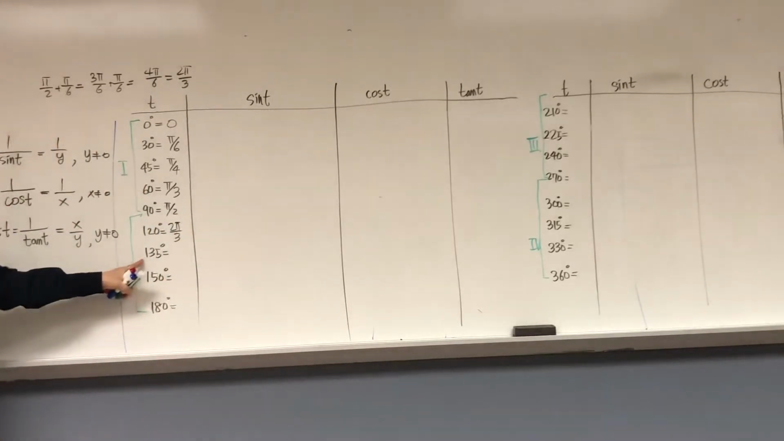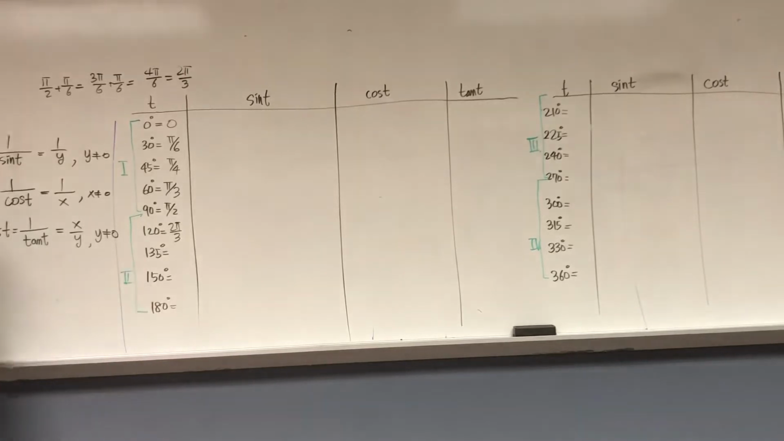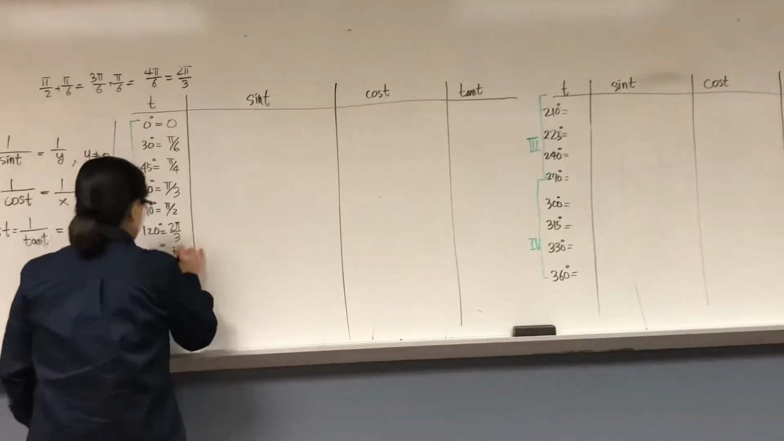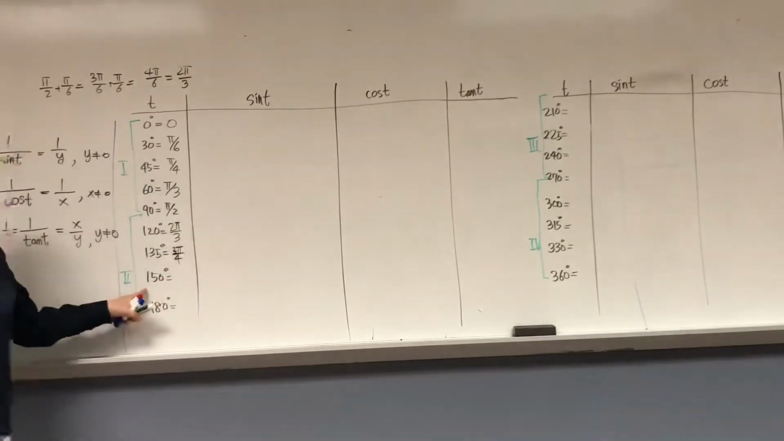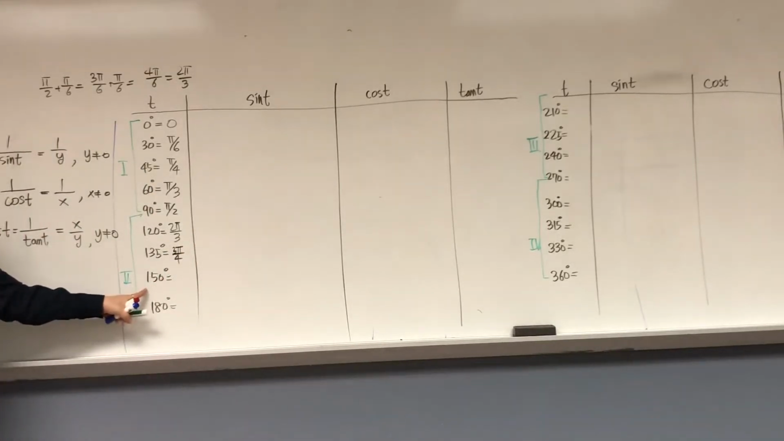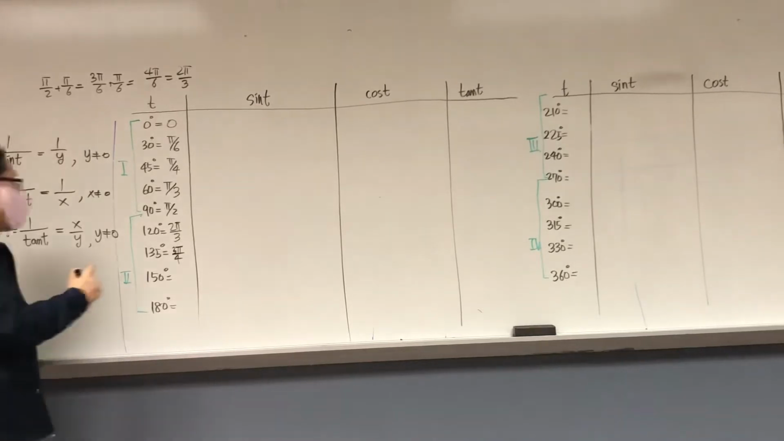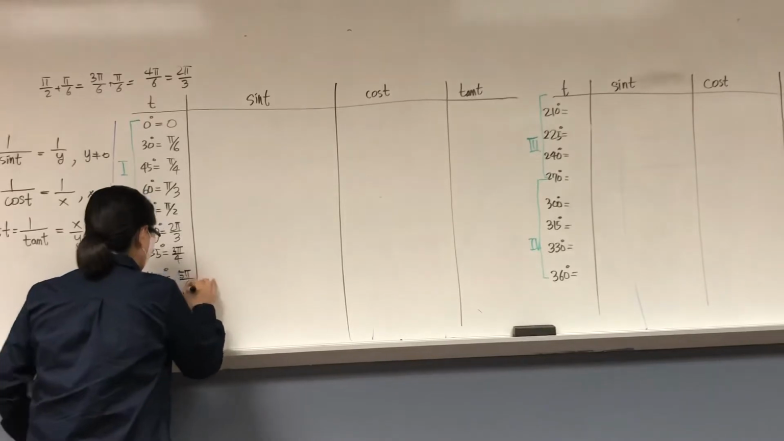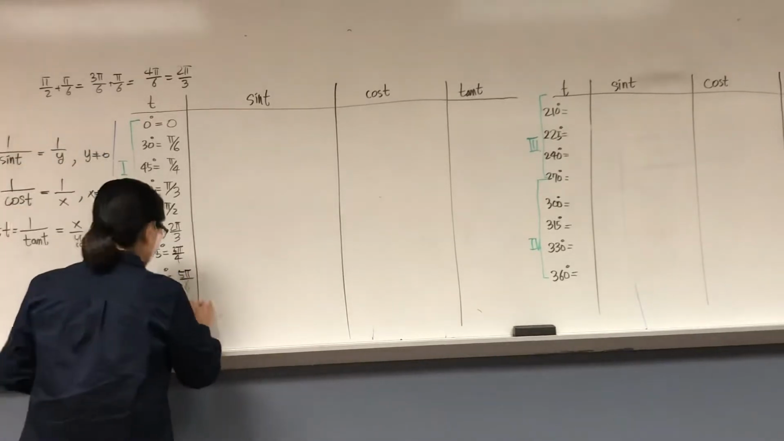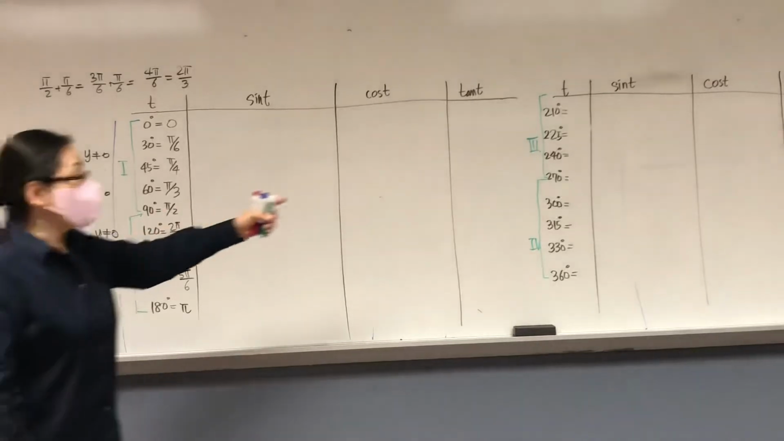How about this? 90 plus 45. What is it? 3 pi over 4. Good. This is 90 plus 60. What is it? 5 pi over 6. Or I can say pi minus 30, which is 5 pi over 6. Good job. This is pi. Keep going on here.